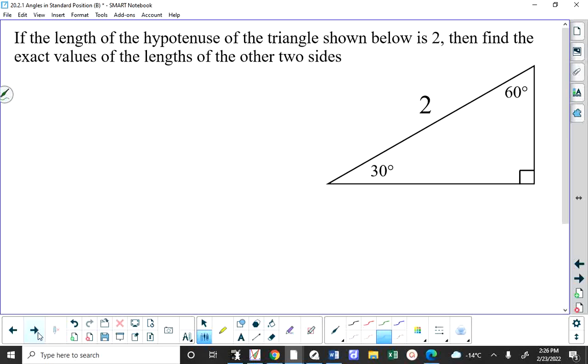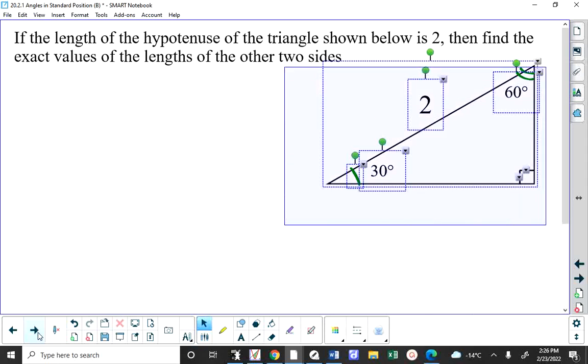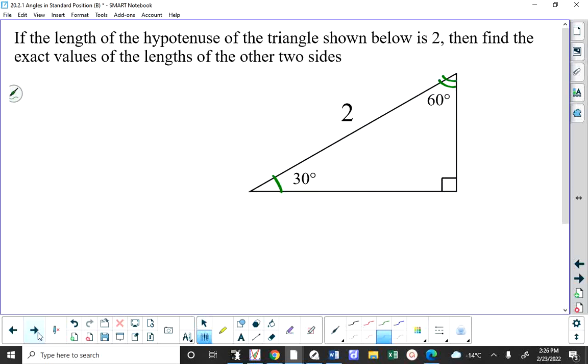I want you to notice that we have two special angles. There's the 30-degree angle, and there's the 60-degree angle. Well, I'm going to just throw it out here and tell you that the length of this side will be 1. And I'm wondering if anybody knows why the length of that side is going to be 1. Once I explain it to you, it'll be hard not to know.